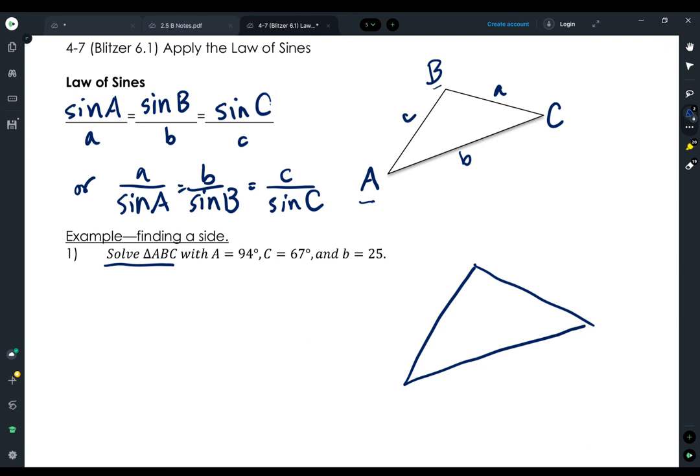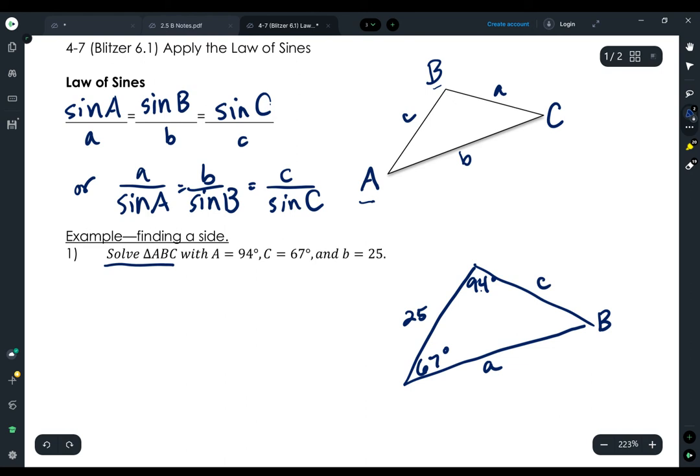That's what we're doing. So I'm going to go ahead and label this first one. You're going to draw a picture on your homework every single time. My angle A is going to be 94 degrees. Across from that is side A, which I don't have. I'm going to make my angle B over here, and across from that is 25. And then my angle C is 67 degrees, and across from that is side C. So really, to get going, I need an angle and a side that go together, right? I don't have side A, I don't have side C, but if I had angle B, I also have side B, I'd be able to use that.